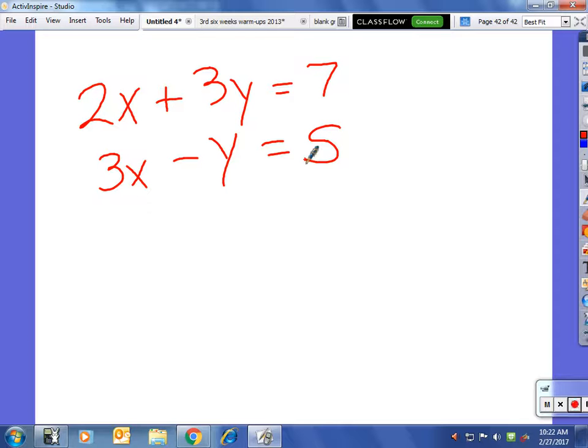On the bottom equation, guys, all you got to do is switch the negative y and the 5. Switch the sides they're on, and it makes it so easy to solve that one for y. Move the negative y to the other side, it becomes positive y. Move the 5 back to the side with the 3x, it becomes negative 5. But please be careful here.